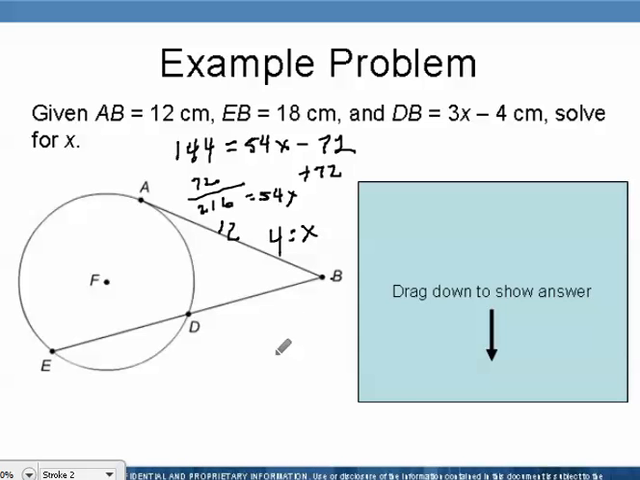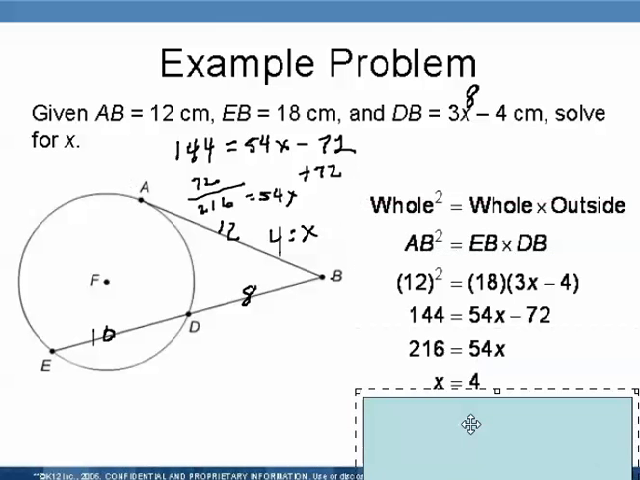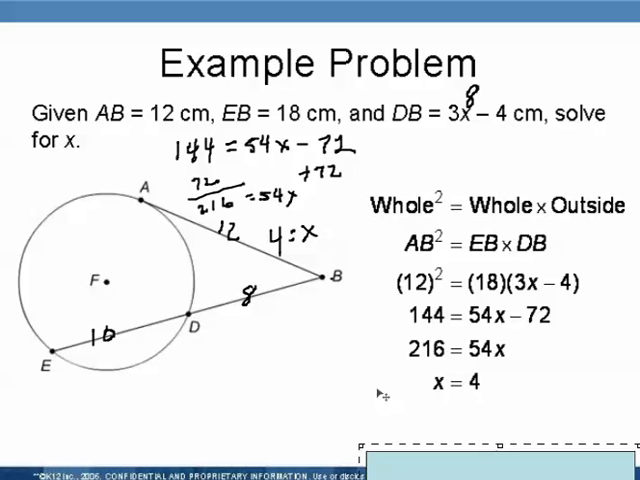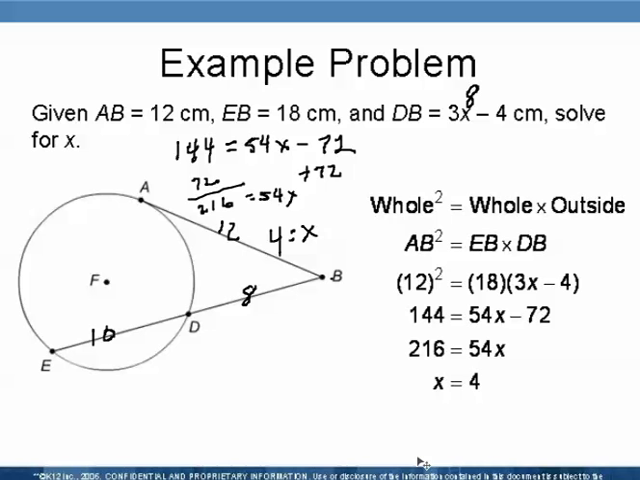So I found what x was. If I plug it back in, 3 times 4 is 12 minus 4 is 8. So DB is 8, right? And since we knew that EB was 18, this one over here is 10. See how your eyes are deceiving you here a little bit? They're not quite giving you the right answer. But that's one of the things you have to be aware of when you're looking at these type of problems. Okay? Don't trust your eyes. Look at it to see what kind of problem it is, and then solve it based upon that type of problem. Don't try to guess at it by looking at the sizes.